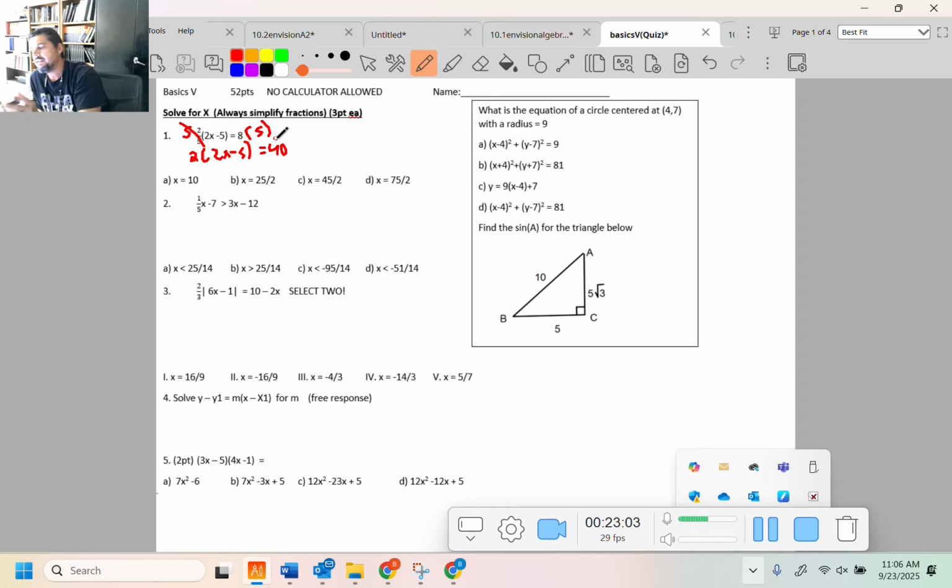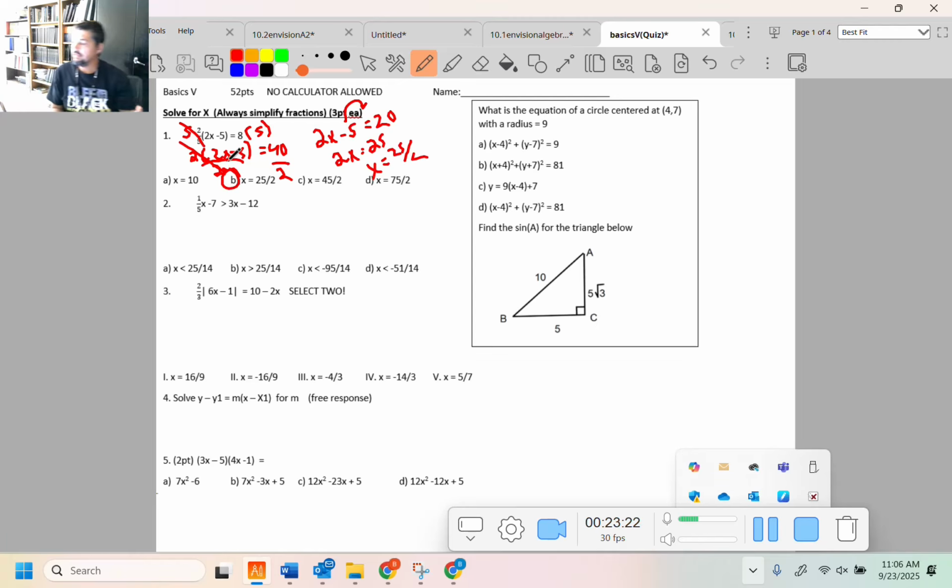And there's lots and lots of ways of doing this. Pretty common theme was to divide both sides by 2, at least what I've seen so far. 2's cancel, obviously. 40 over 2 is 20. We add 5, 2x is 25, and then we divide by 2 and we get 25 halves. There you go, kids. That is the entire quiz.